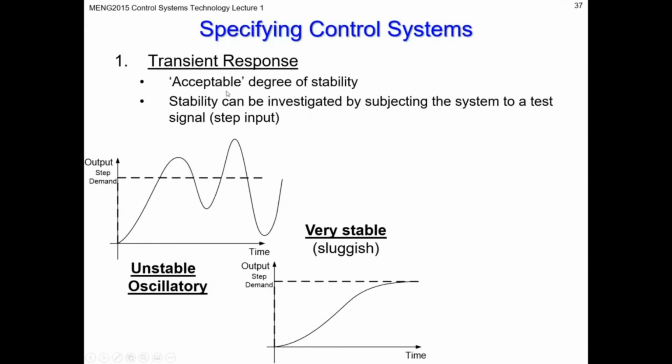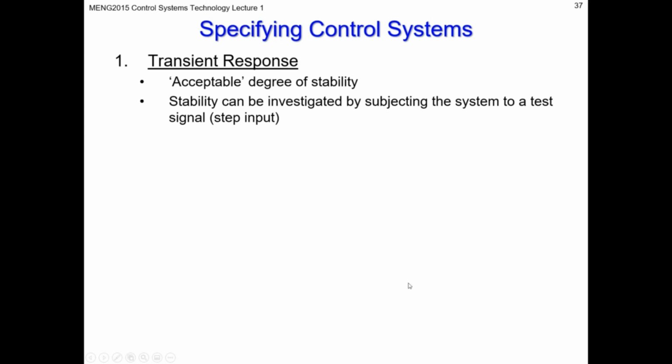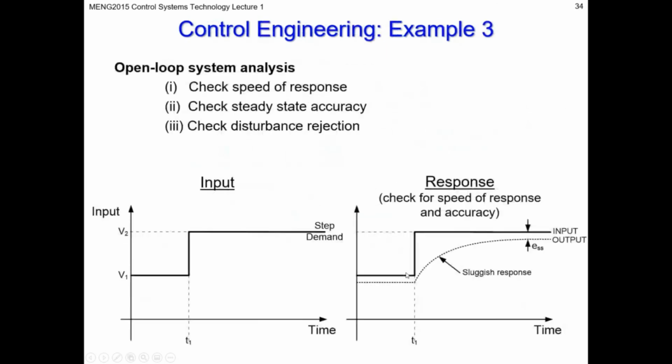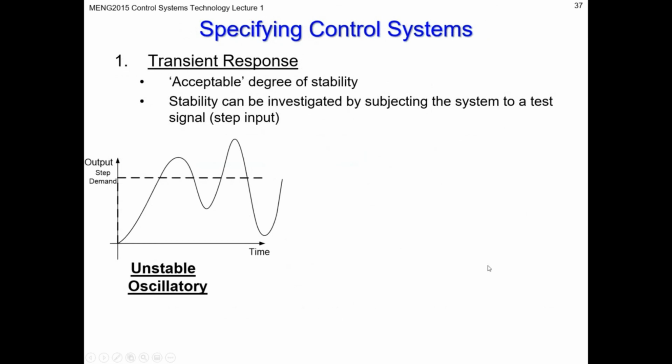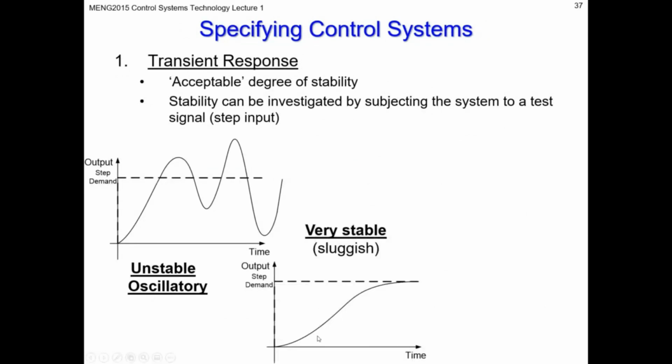Another type of output that you might have for your transient response is going to be a very stable response, which is a bit sluggish. That's something like what we saw with the open loop system, right? A sluggish response. So that's not a very good transient response either, right? It's a bit too slow.